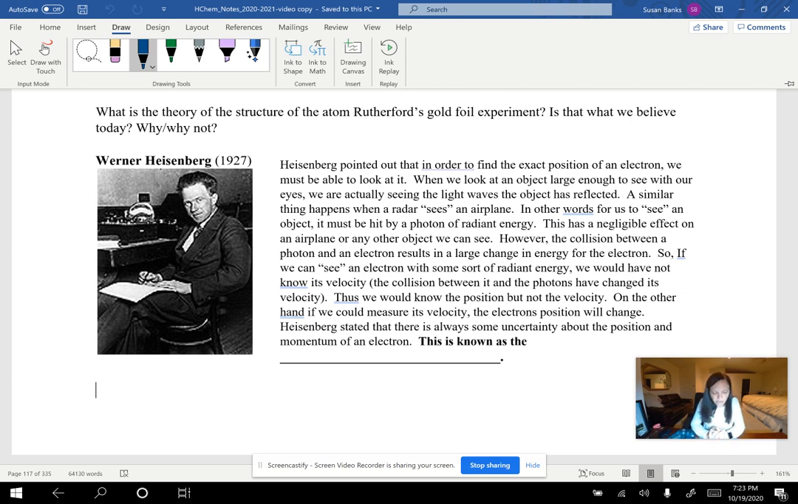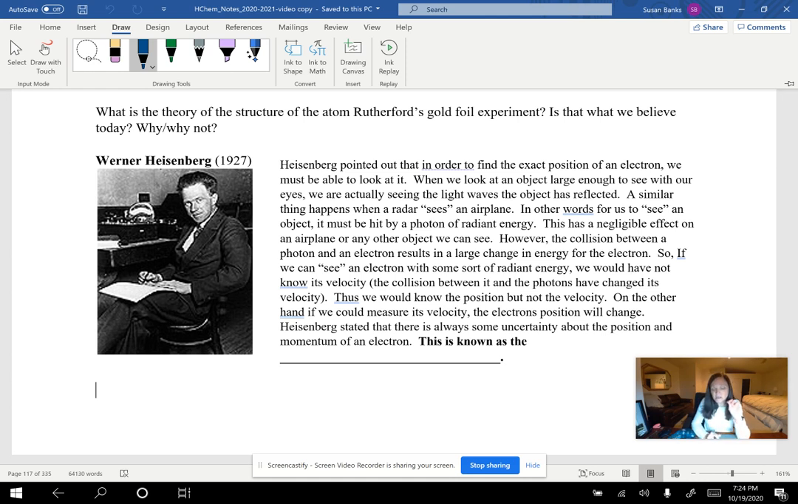So Heisenberg pointed out that in order to find the exact position of an electron, we had to be able to look at it. And to be able to look at it means that we have to have an object that we can see with our eyes. And the only way that we actually look at things with our eyes is we actually have photons of light coming off of the objects into our eyes, and then our eyes transmit those photons into neural signals that our brain transmits into images that we see.